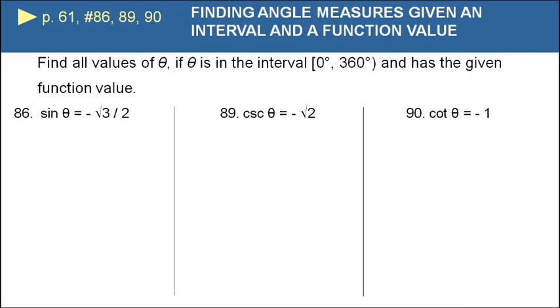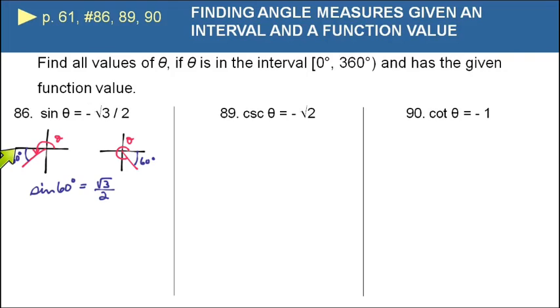Let's do a few more that are similar to that. Find all the values of theta if theta is between 0 and 360 and has the given function value. So for this first one, if the sine is negative square root of 3 over 2, we know that we can nail down it has to be quadrant 3 or quadrant 4. Okay? And then we use the square root of 3 over 2 to determine the reference angle. Remember, reference angle goes to the horizontal. So a sine of the square root of 3 over 2 would mean a 60-degree reference angle.